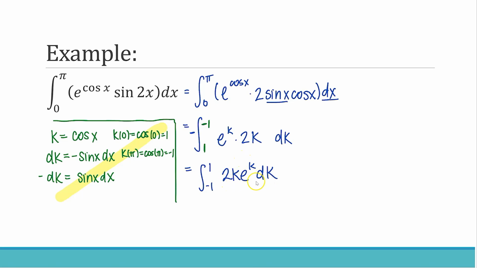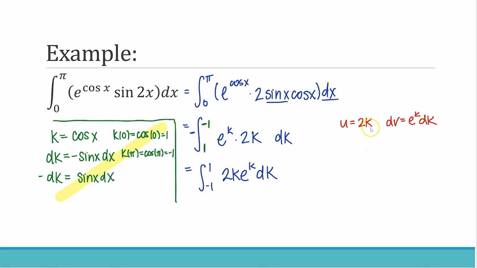All right, so here's what my new integrand is. It is going to require an integration by parts. So I have 2k times e to the k. I'm going to let my u be 2k because it's a polynomial, and my dv be e to the k. And I'm going to go ahead and do the tabular method here. So I'm going to let u equal 2k, and then dv equals e to the k dk.